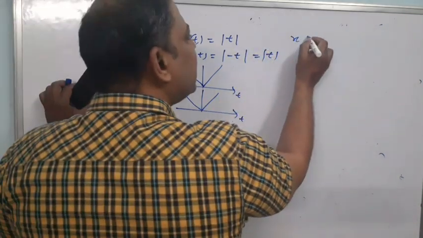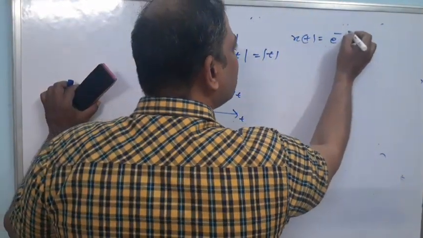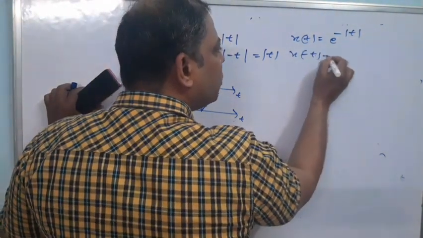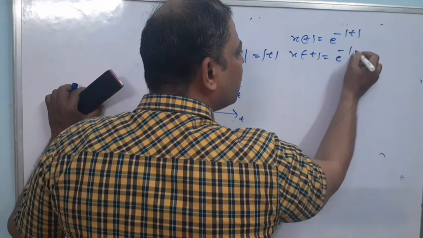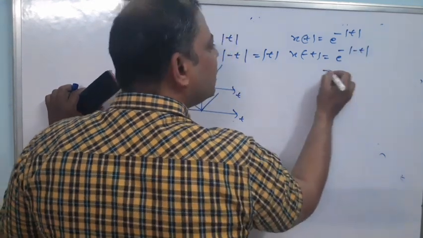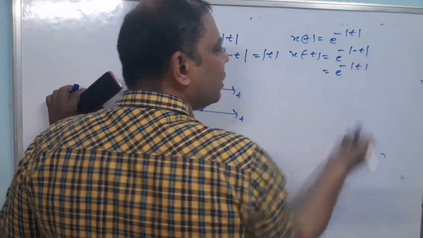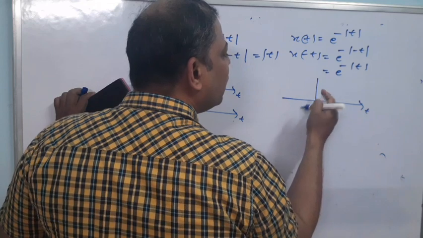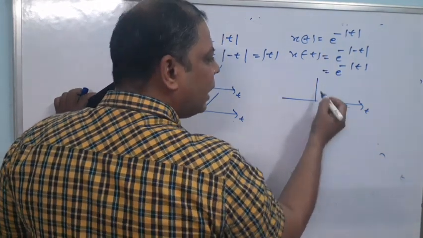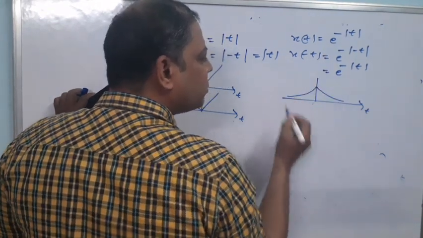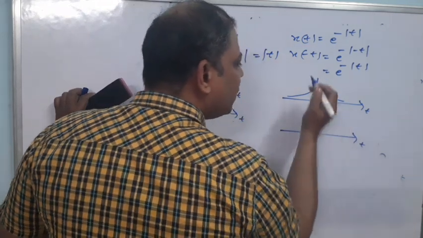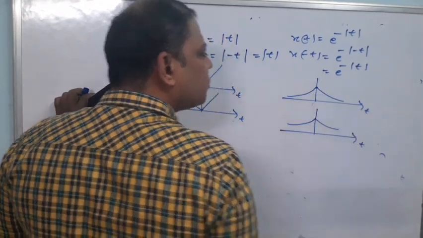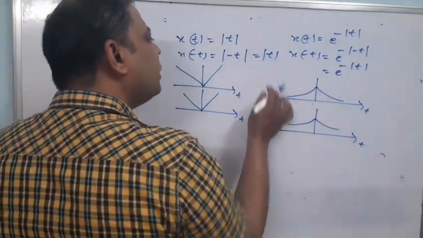Okay. So now suppose x(t) is equal to e to the power minus mod t. Again, suppose you want to find x of minus t. This is e to the minus mod of minus t. Again you will find the same value, e to the power minus mod t. So if you consider this as the time axis, this is your e to the minus mod t. I have already plotted it. Now if you put a mirror here, then you will find this side reflected in this manner, and this side reflected in this manner. Okay, that means you are getting the same shape.